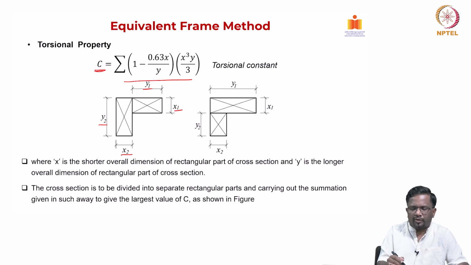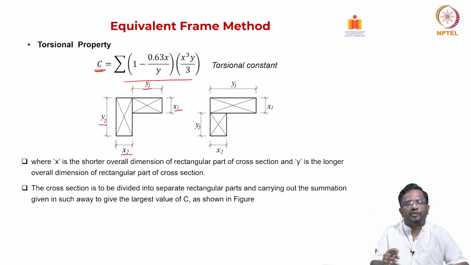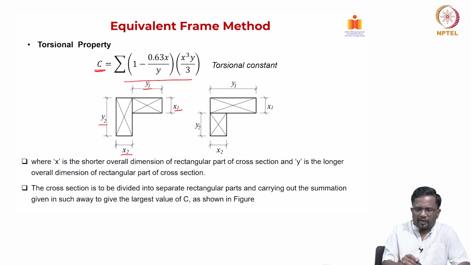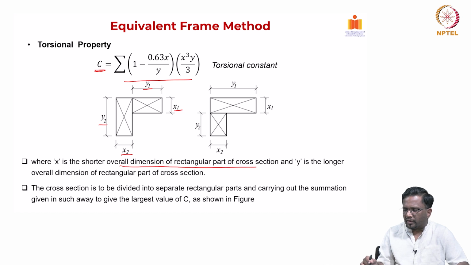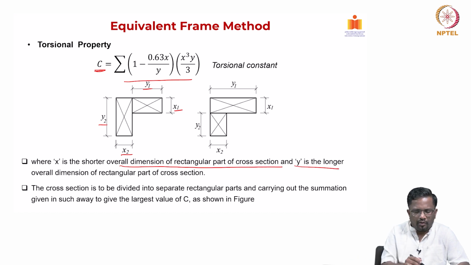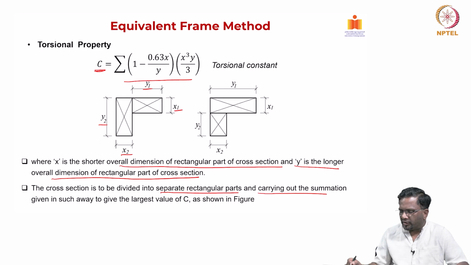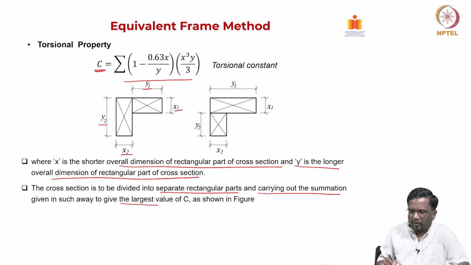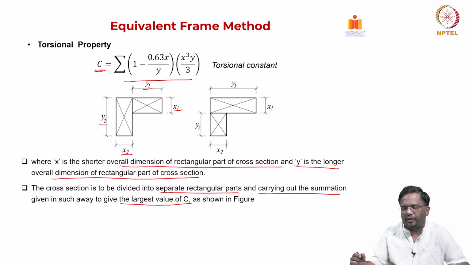In this case, for example, let us say x2 is smaller than x1; that is the reason y2 is longer than y1. In that way, if you select it, automatically you will get your higher torsional stiffness parameter, where x is the shorter overall dimension of the rectangular part of the cross section and y is the longer overall dimension of the rectangular part. So, these are all definitions for x and y. The cross section is again divided into separate rectangular parts, and then we sum in such a way as to give the largest value of C as shown in the figure, right.